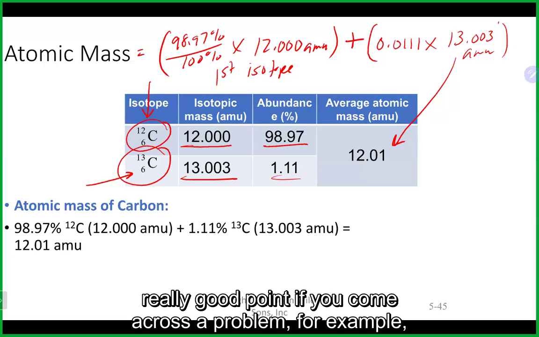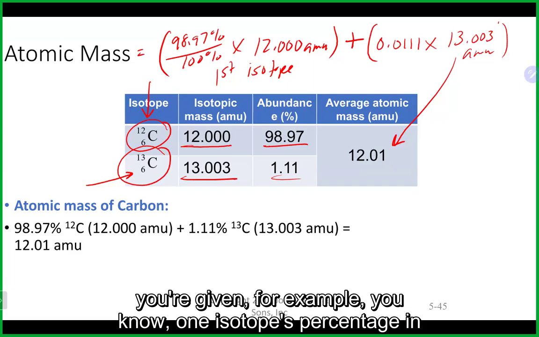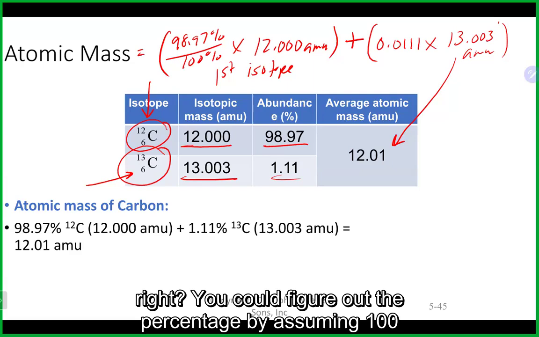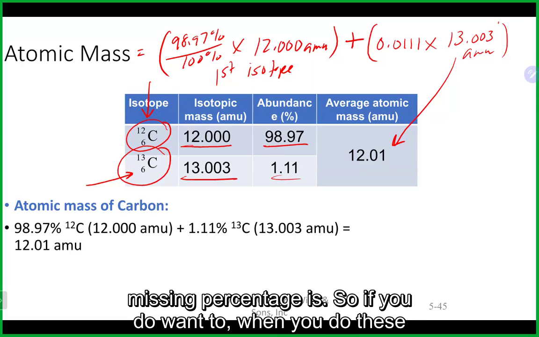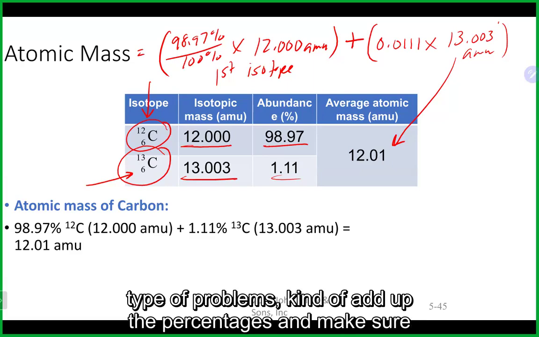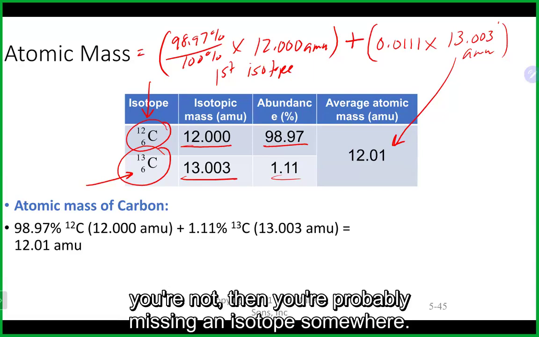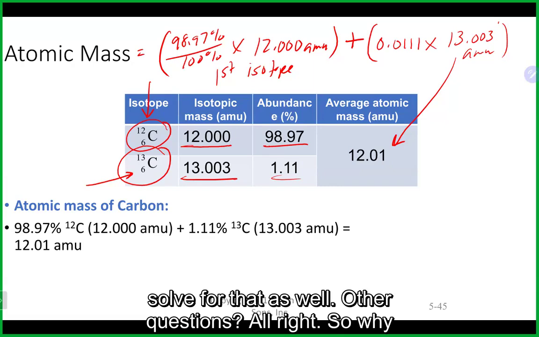Now, that's also a really good point. If you come across a problem where you're given the atomic mass of the element, and you're given one isotope's percentage and atomic mass, and maybe just the atomic mass of the next isotope, you could figure out the percentage by assuming 100 and subtracting from 100 to find the missing percentage. So when you do these types of problems, you do want to add up the percentages and make sure you are near 100, or pretty darn close with rounding. If you're not, then you're probably missing an isotope somewhere. There should be some information to allow you to solve for that as well. Other questions?